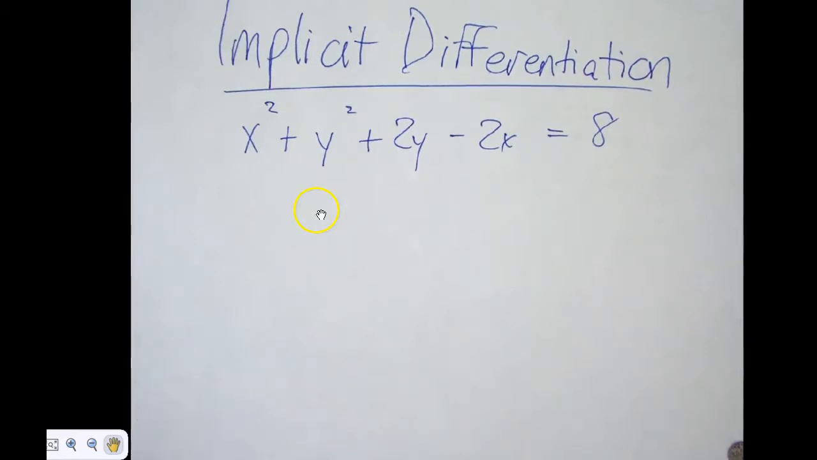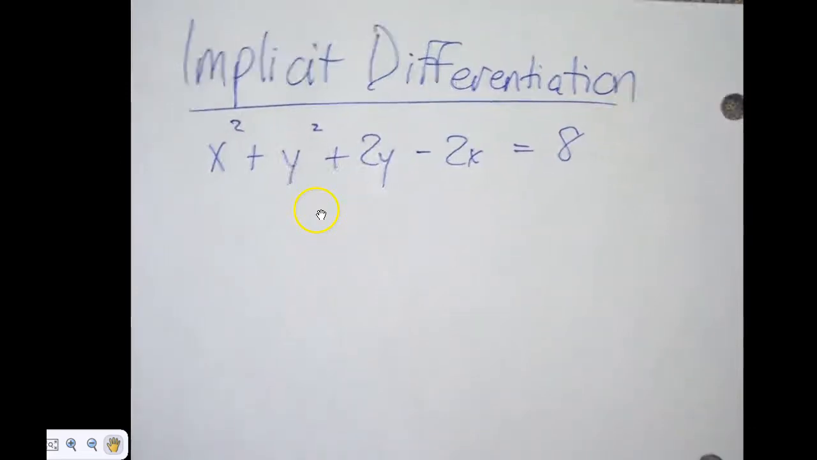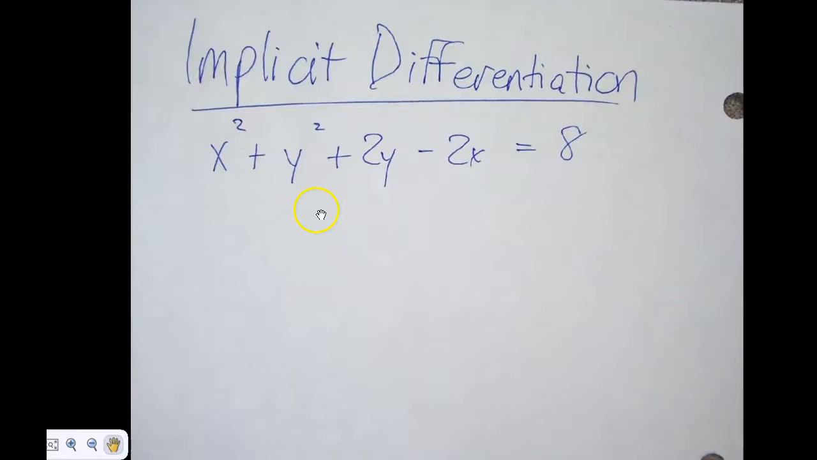Implicit kind of means implied, right? So we're going to take the derivative in a different way. Even though I'm never going to know what the original equation was, and never going to be able to say y equals this, I can still find the derivative of it. And it's like a chain rule thing.